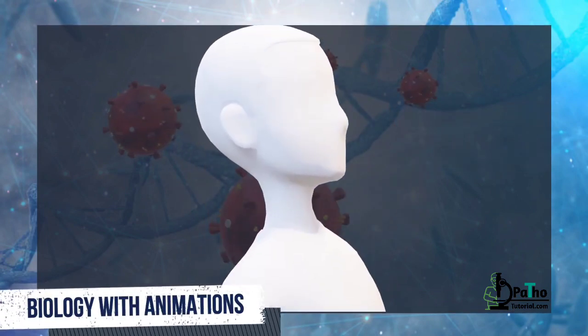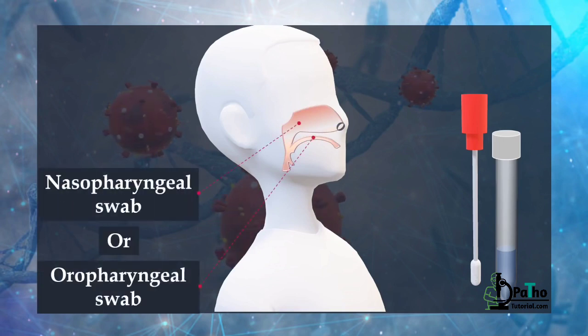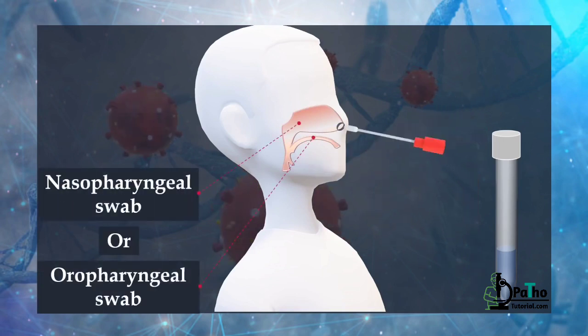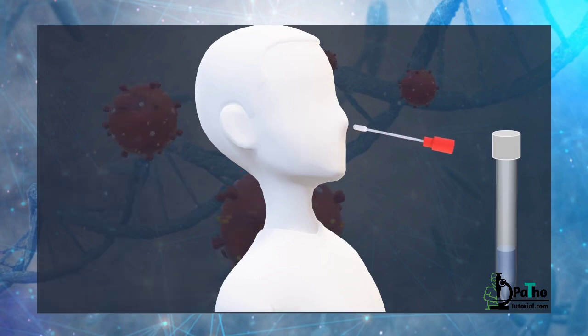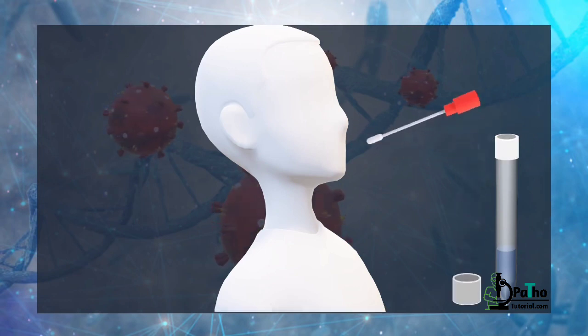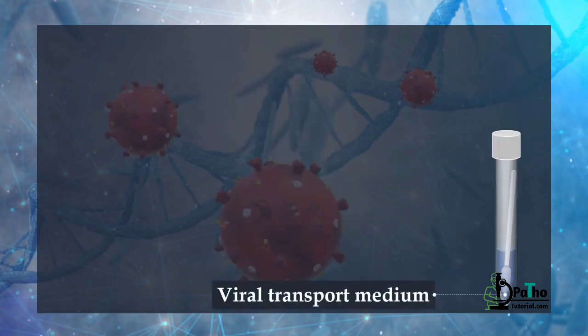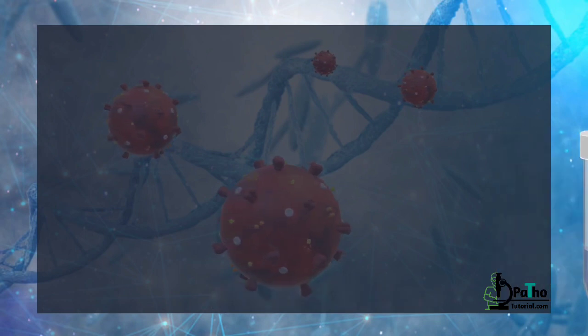To start a test, the samples can be collected by a nasopharyngeal swab or an oropharyngeal swab. For a nasopharyngeal specimen, the swab is inserted in the nostril and gently moved forward into the nasopharynx, then it is rotated for a specified period of time to collect secretions that contain the virus. Once the swabbing is applied, the swab is placed immediately into a sterile tube containing a viral transport medium.